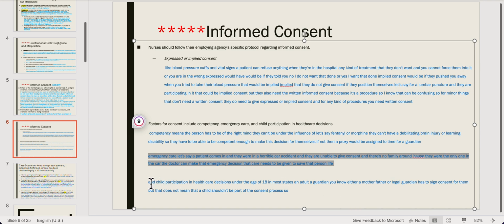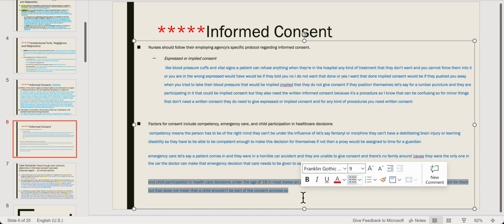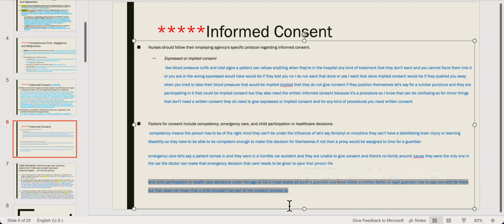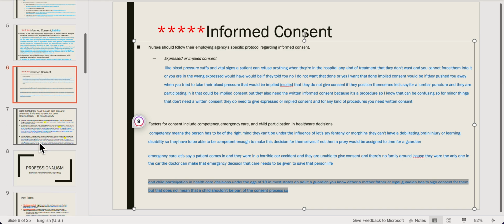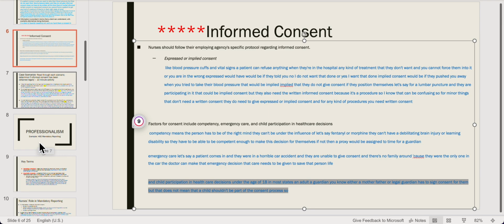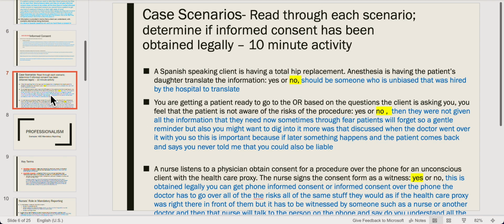Emergency care: let's say a patient comes in from a horrible car accident and they are unable to give consent, and there's no family around, because they were the only one in the car. The doctor can make that emergency decision. The care needs to be given to save that person's life. And child participation in healthcare decisions: under the age of 18 in most states, an adult, either a mother, father, or legal guardian, has to sign consent for them, but that does not mean that a child shouldn't be part of the consent process.